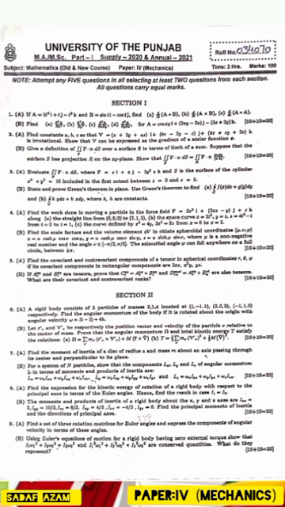Question number 4a. Find the work done in moving a particle in the force field F is equal to 3x² i plus (2xz − y) j plus z k along (a) the straight line from (0,0,0) to (2,1,3), (b) the space curve x is equal to 2t², y is equal to t, z is equal to 4t² − t, from t is equal to 0 to t is equal to 1, (c) the curve defined by x² is equal to 4y, 3x³ is equal to 8z from x is equal to 0 to x is equal to 2.